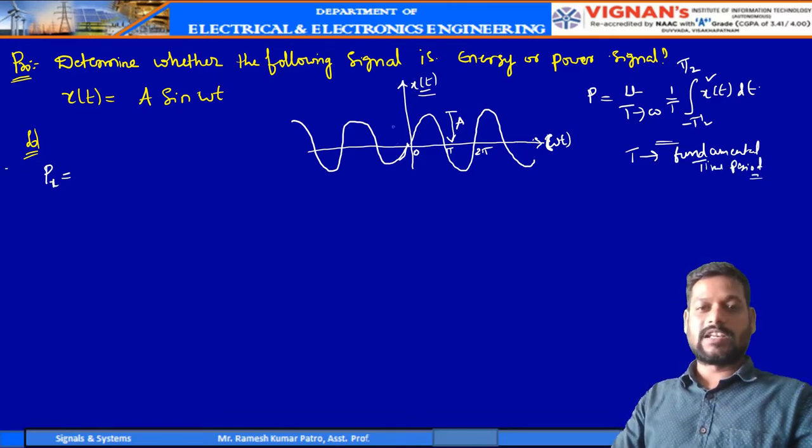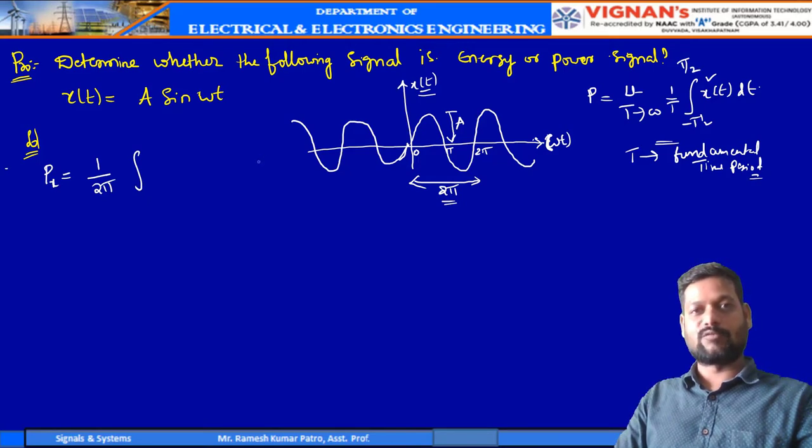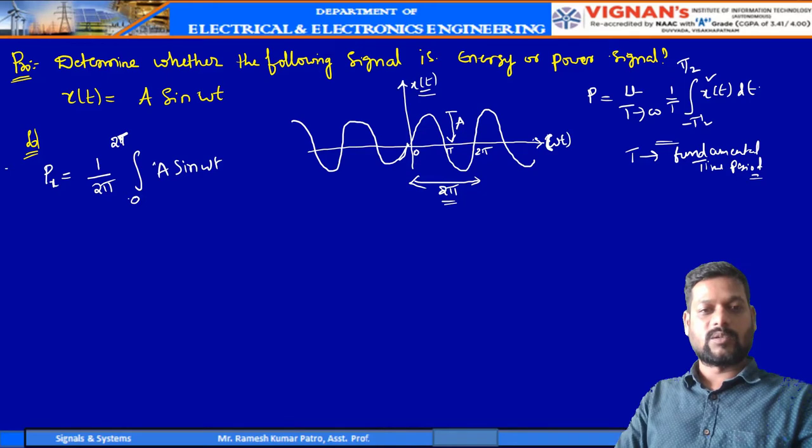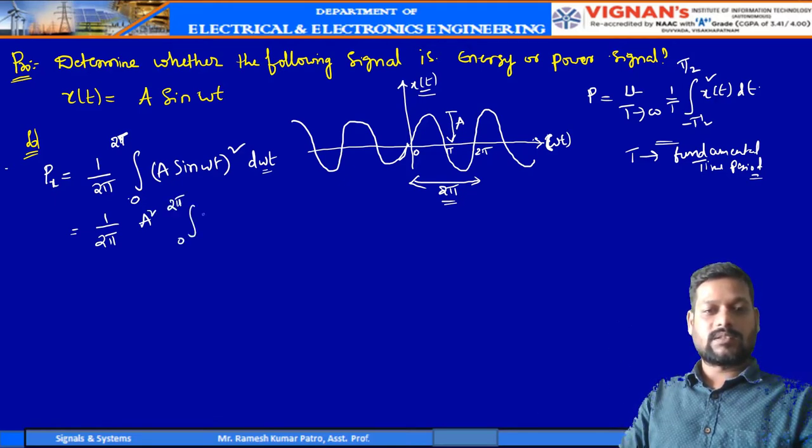So the fundamental time period of this given signal x of t is 2 pi. So we can directly take this one as 1 by 2 pi. Within the integral, we have to take the integration limits as the full cycle time duration, so it is 0 to 2 pi. And the signal value is a sin omega t squared, with variable d omega t. Therefore, it will become 1 by 2 pi, a square, integral 0 to 2 pi sine square omega t d omega t.